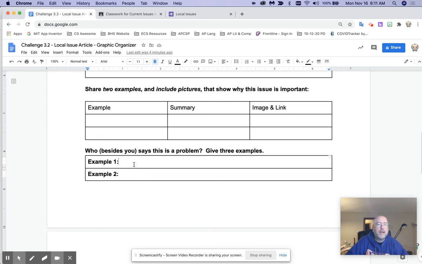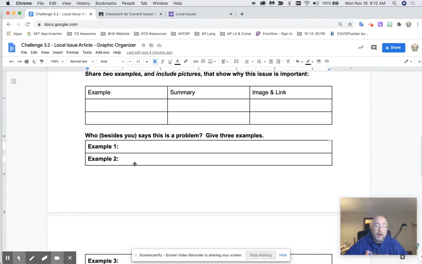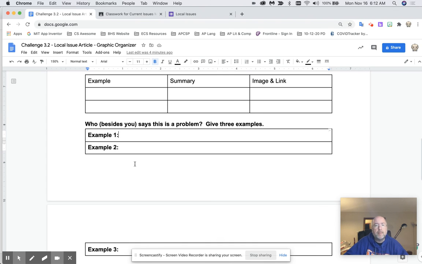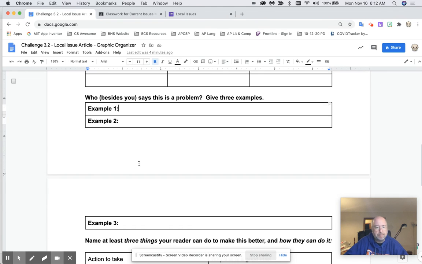Now, who besides you says this is a problem? This is where you're going to find your experts. It's not just me saying it's a problem. Everybody, the government says it's a problem, and here's the governor talking about it, or here's the Mayor Bronin talking about it, or here's this celebrity or political leader talking about it. Not celebrities, they aren't really experts, but political leaders or world experts in this problem, or scholars. Give me two other really expert people who also agree it's a problem and what they are saying.